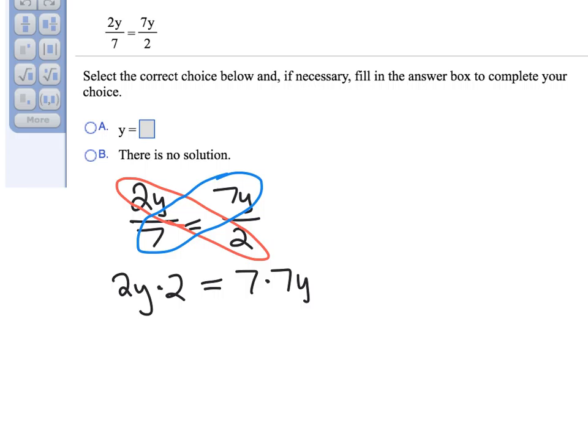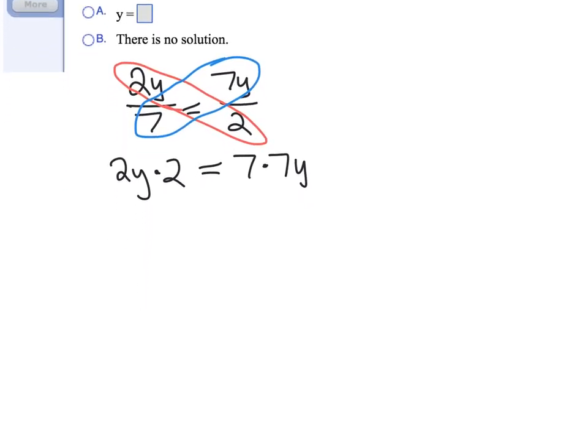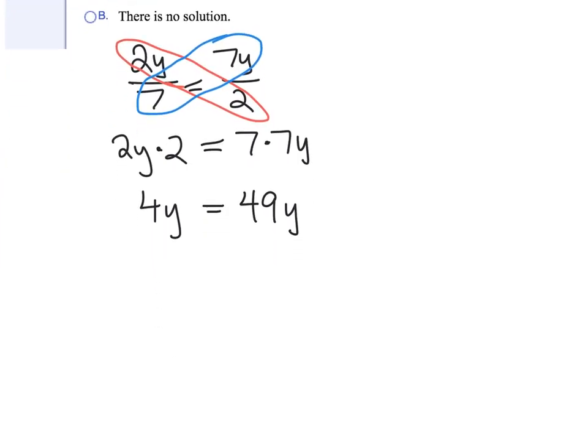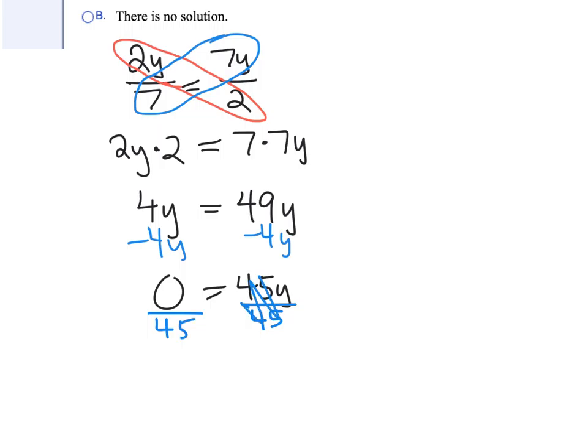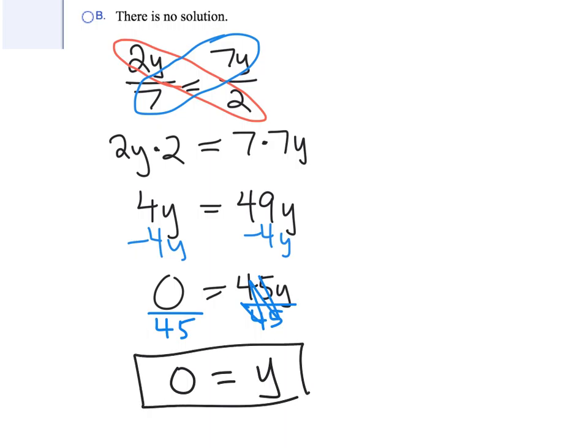And so when we continue solving that, you end up getting 4y is equal to 49y. And then we can subtract both sides by 4y, and that gives us 0 is equal to 45y. And automatically we know that y is going to be 0, but we can divide both sides by 45. So the 45's cancel, leaving us with y is equal to 0. So that is your answer.